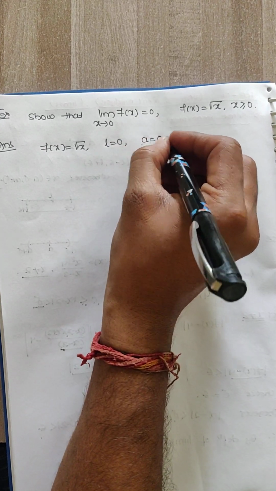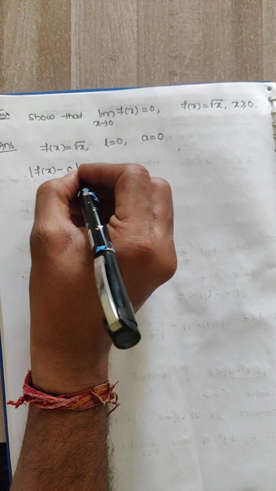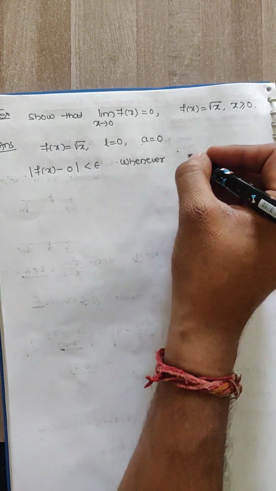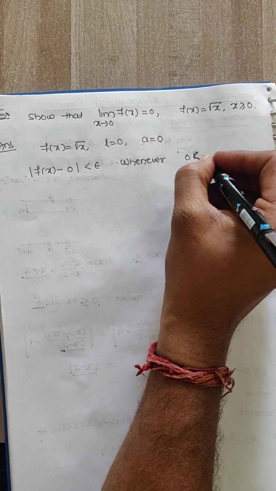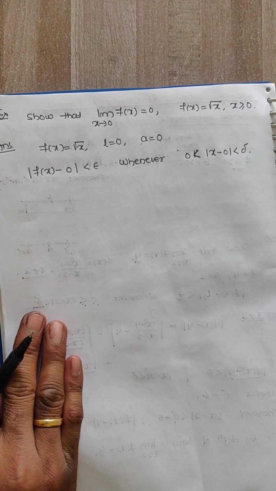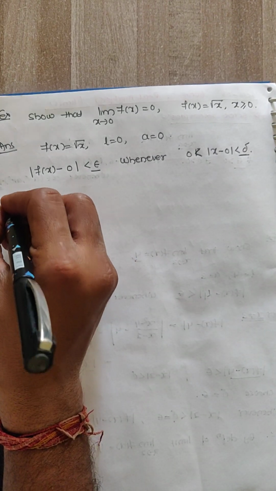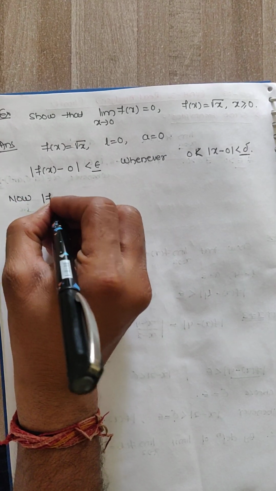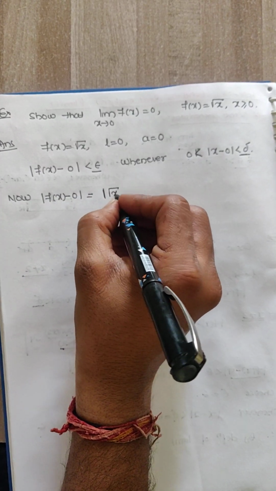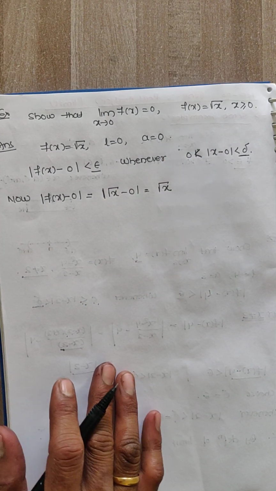So my aim is to show that mod f(x) minus L is less than epsilon whenever 0 is strictly less than mod x minus 0 is less than delta. So my aim is to find what delta is for a given epsilon. Now what is f(x) minus 0? It is root over x minus 0, which is nothing but root over x, because root over x is always positive.